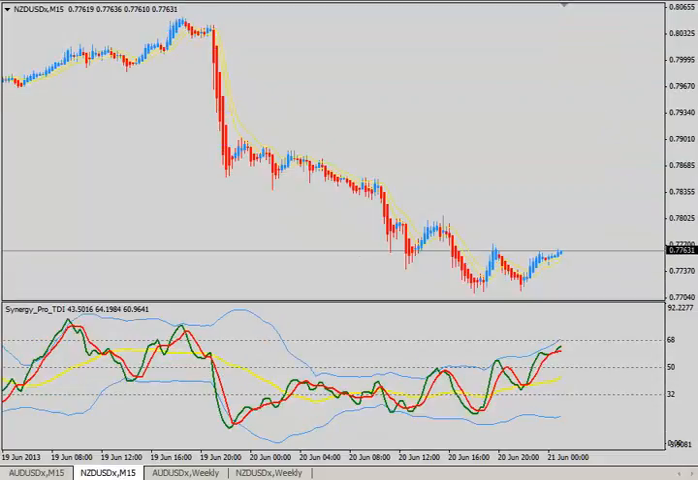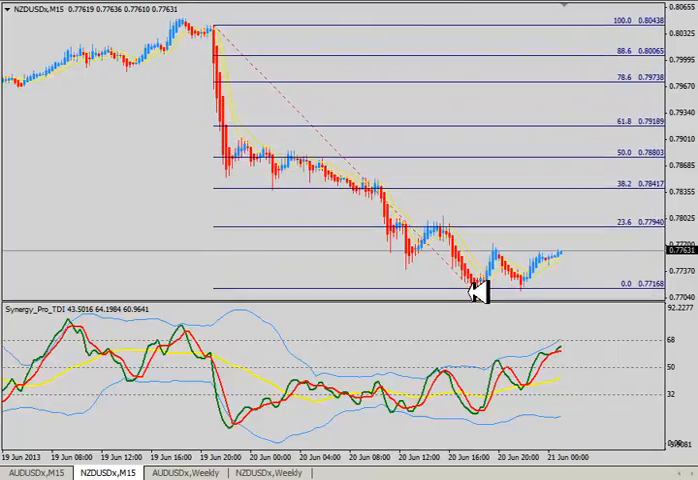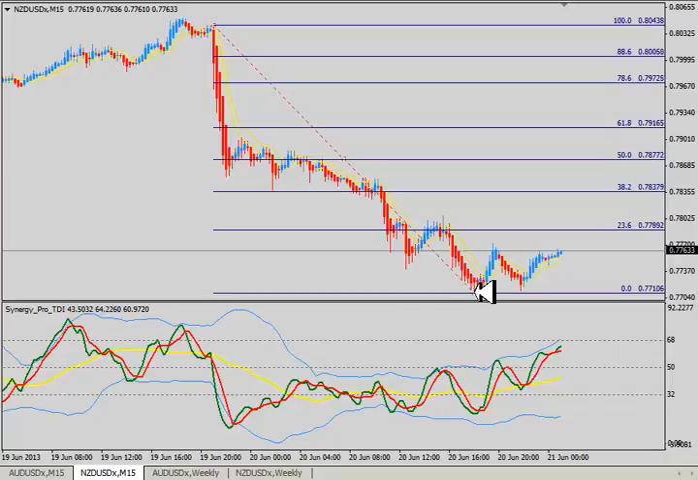Now take a look at the Kiwi, or the New Zealand dollar. Again, we do our fibs from the FOMC high to the low that we've had today, and what we're looking at here is a 23.6 retrace right below or right at 78, and then the 38.2 comes in right around the 78.40 level.